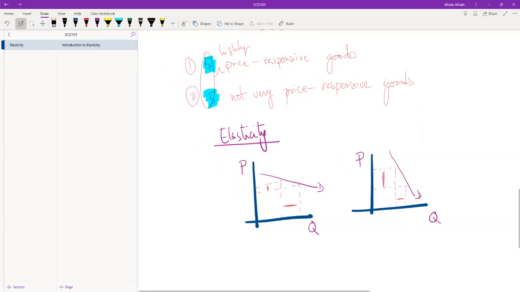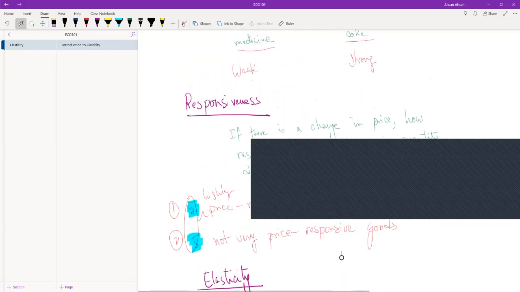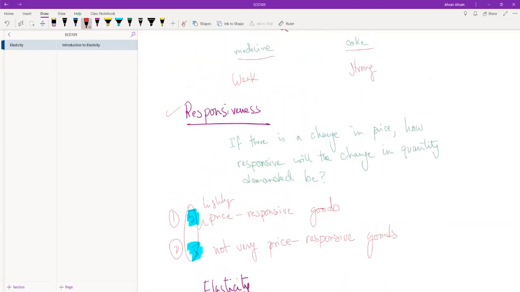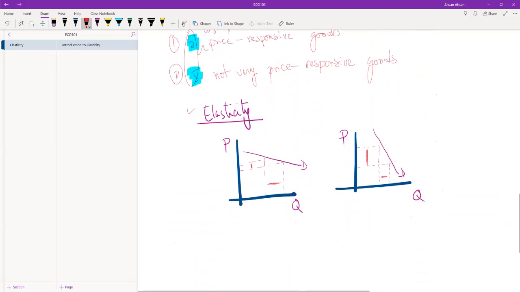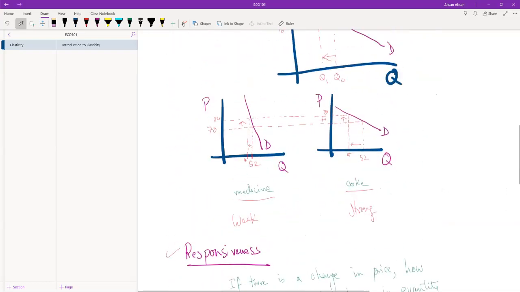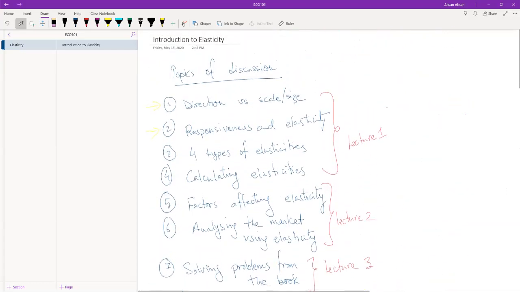You guys should have noticed by now that the concept of responsiveness and the concept of elasticity are very closely related. They're almost the same thing. So, okay, I think that is it for this section. Yeah, that is it. So now we are going to move on to introducing the 4 types of elasticities that we are going to be concerned with for the rest of this semester.